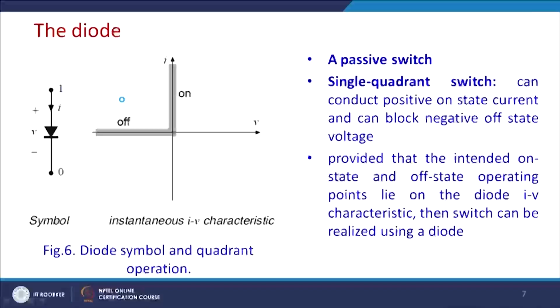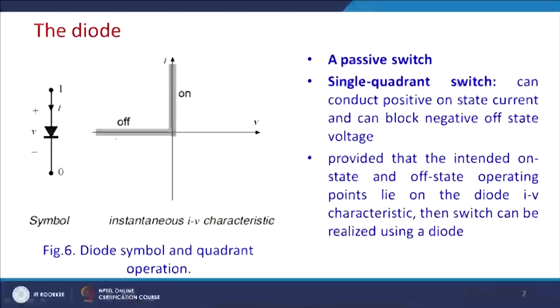In the same way, the diode is an uncontrolled switch, and like the SCR, you have the BJT, which will be a controlled switch. So, this is the example. This is a passive switch because it does not require any control, and it is a single quadrant operation as explained in the previous slide, and this is the picture of it.